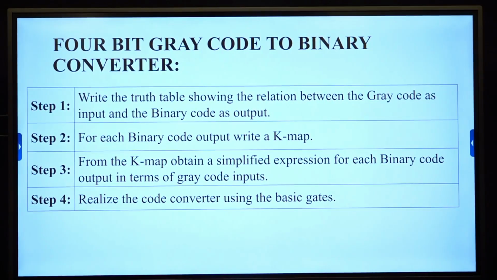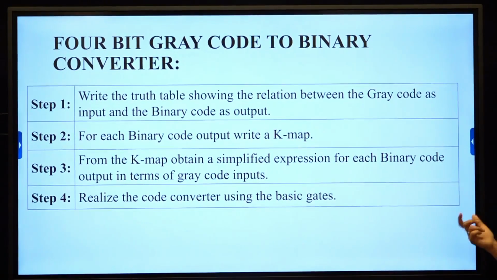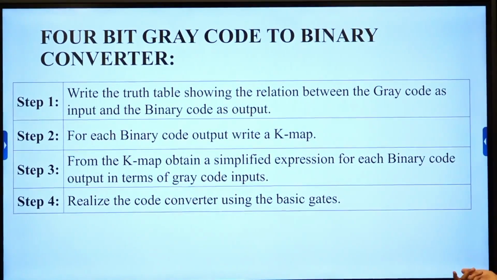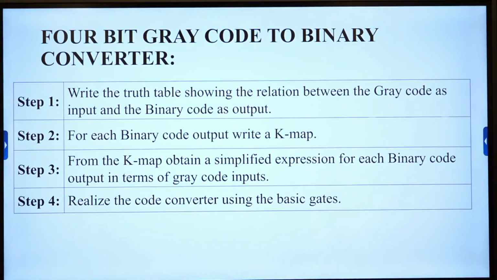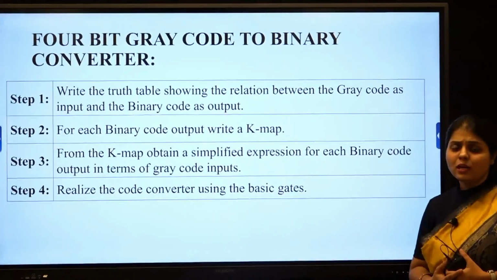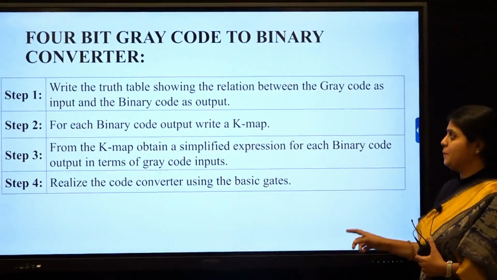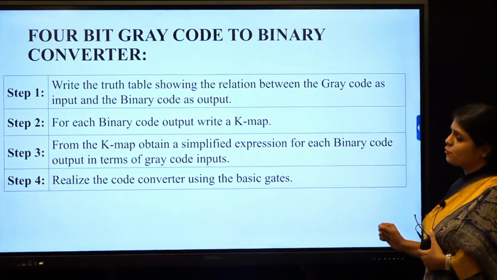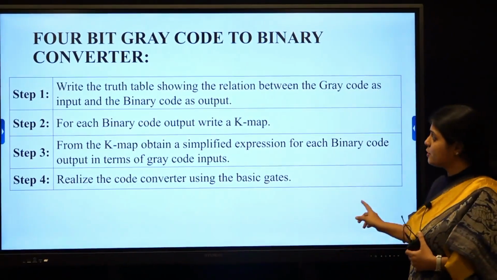Okay. After you do that, for each binary coded output, draw the K-map, and step 3, from the K-map that you have drawn, obtain the simplified logic expression, and then using that particular thing, in step 4 we realize the combinational logic circuit of code converters using the basic logic gates that we have seen. Okay. So these are the 4 steps that you have to follow for designing the code converter circuits.